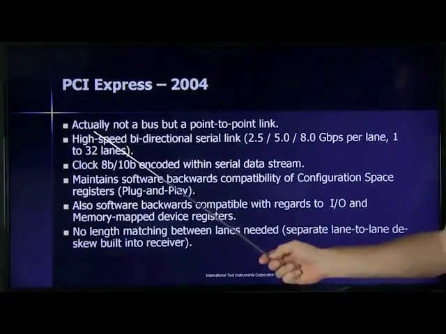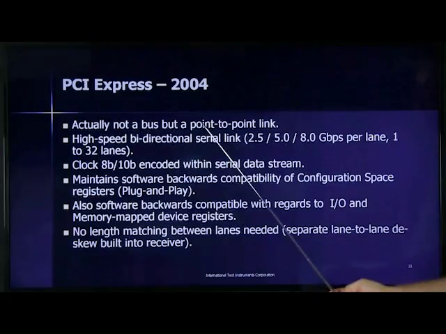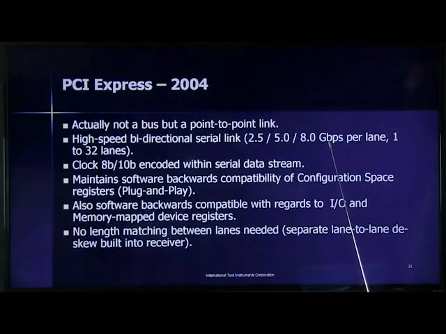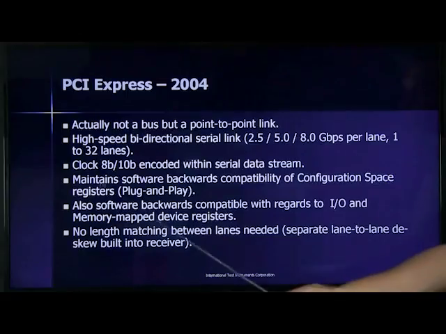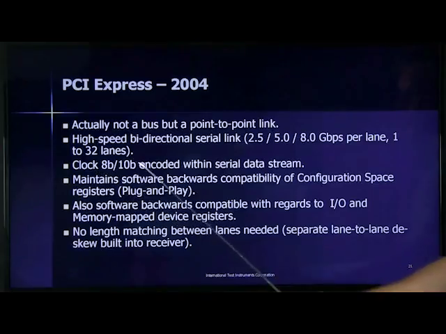So the first thing to note about PCI Express, it is actually not a bus, but a point-to-point link. The reason for that is that in order to communicate with high-speed serial data at a gigabit per second rate, you actually cannot use a multi-drop bus like in PCI. The signal integrity and ringing and reflections would completely ruin the signal integrity for the high-speed serial link. Another feature with PCI Express is that the clock is encoded within the serial data stream.